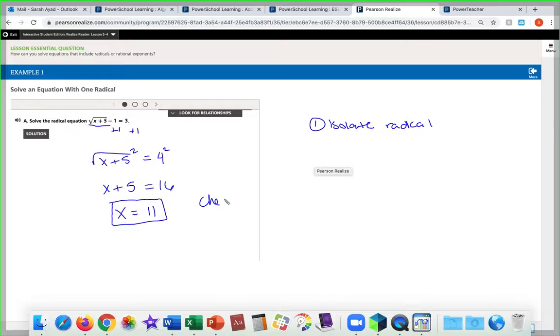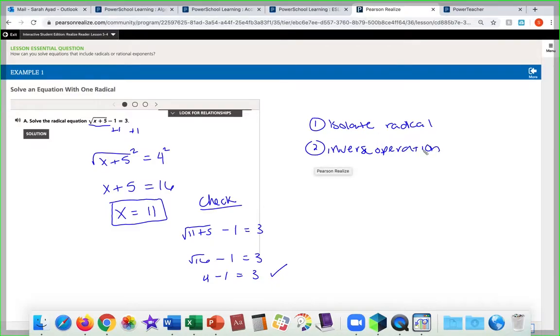Now I need to check my work to make sure it works, because if it doesn't, that could mean that there's an extraneous solution. So in the original problem, the square root of 11 plus 5 minus 1, does that equal 3? Well, 11 plus 5 is 16. Is the square root of 16 minus 1 equal to 3? Yes, because 4 minus 1 is 3. So there we go. Step 1, isolate the radical. Step 2, inverse operation. Step 3, solve for x. And step 4, check your answer.